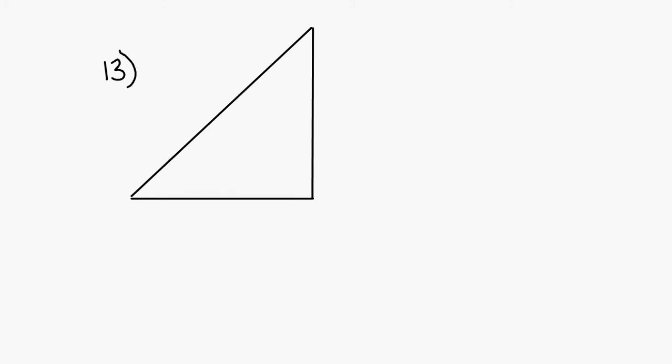Number 13. Thirteen is another isosceles triangle. This side DF is congruent to side FE. Angle F is 94. Now, if angle D is X, what's angle E? It's X as well.